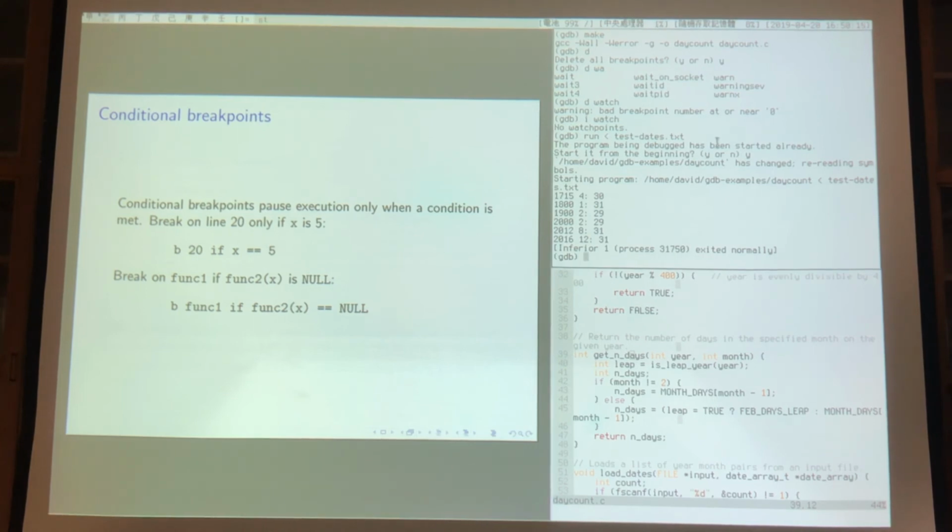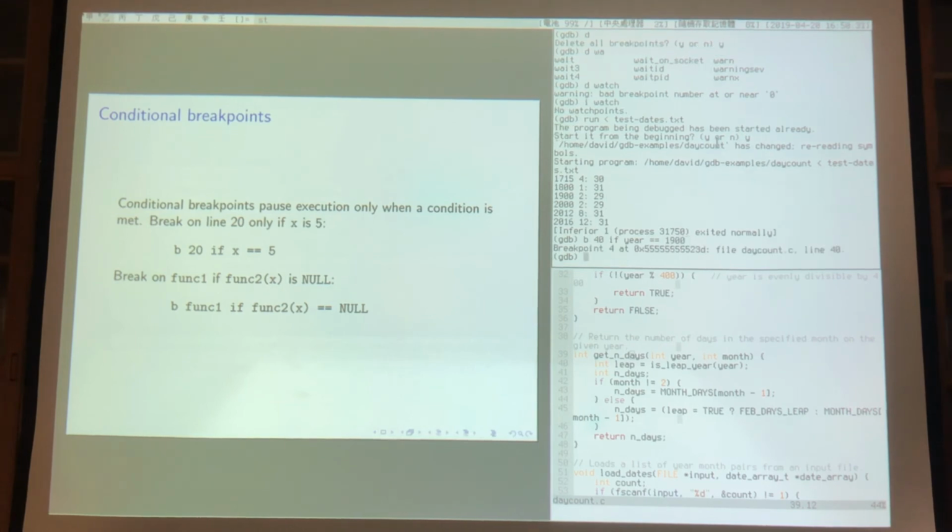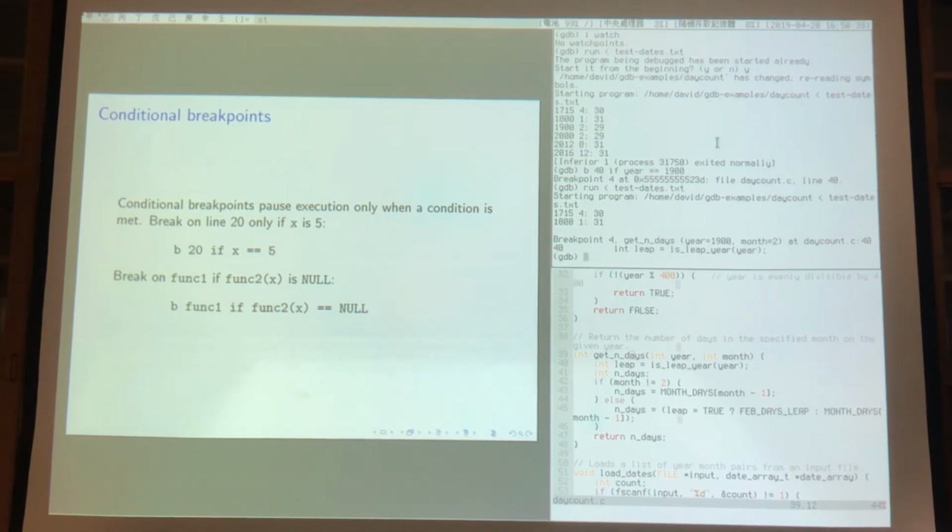So right here, we'll probably want to break only if the year is 1900. So let's do b line 40 if year equals 1900. Okay. And now we'll run from the beginning again. And as you can see, we've hit that breakpoint, and we didn't hit it the first few times. We only hit it when year was 1900 and month was 2 right here.